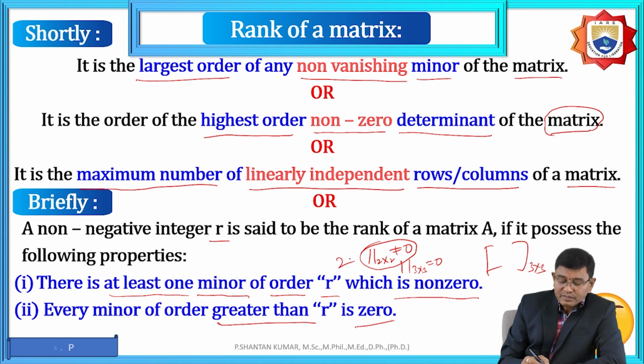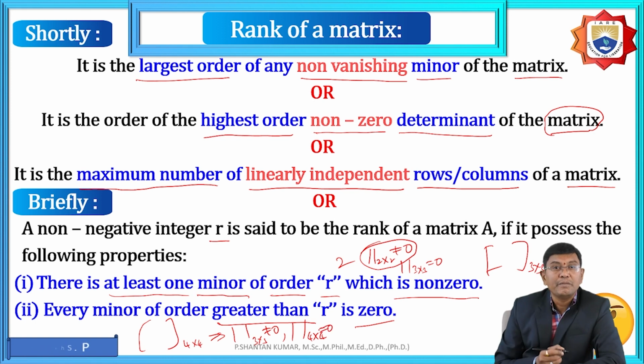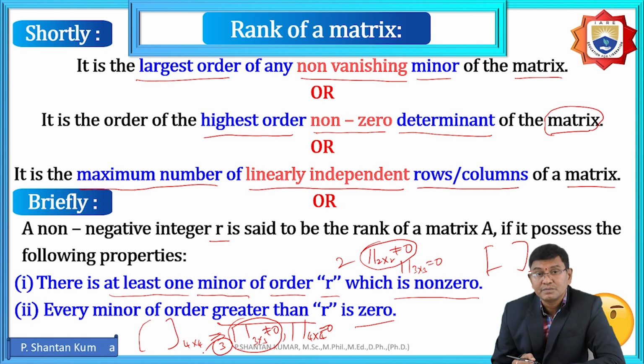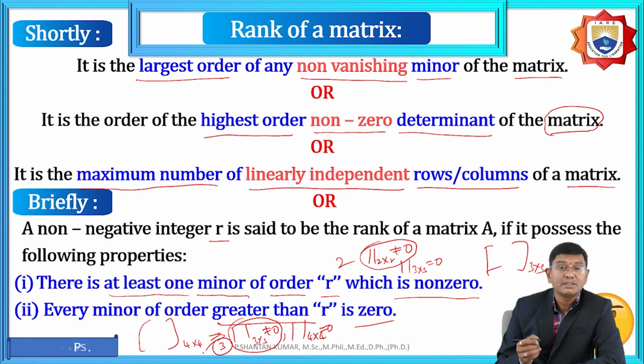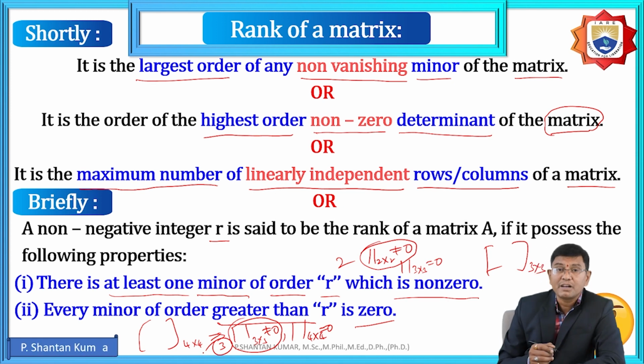For example, the matrix is a 4 by 4. In this, the determinant of the 3 by 3 is not equal to 0, and the determinant of the 4 by 4 is equal to 0. That means the maximum order that is not equal to 0 gives the rank of the matrix, which is 3. And of order 3 plus 1, the determinant is equal to 0. Therefore the 4 by 4 determinant is equal to 0, which means the rank is not 4. That is the meaning of this condition briefly.